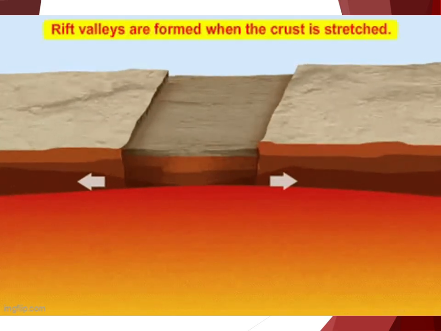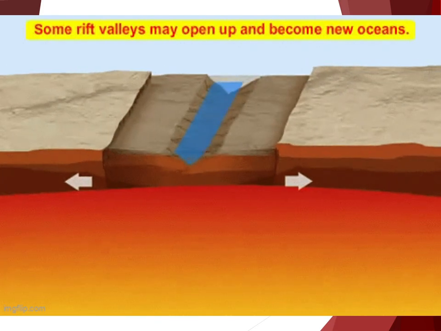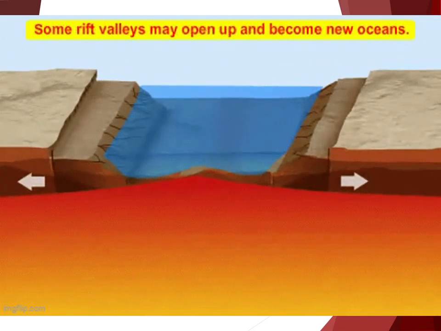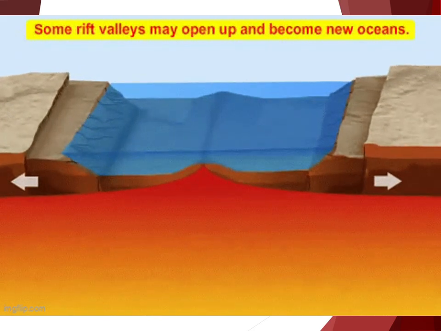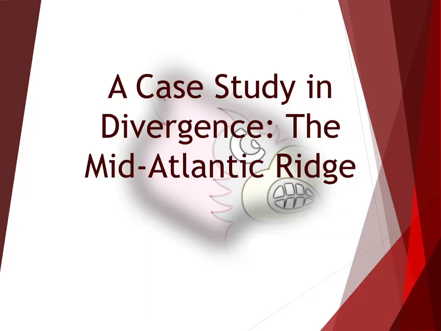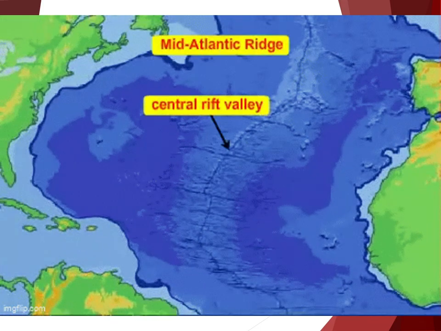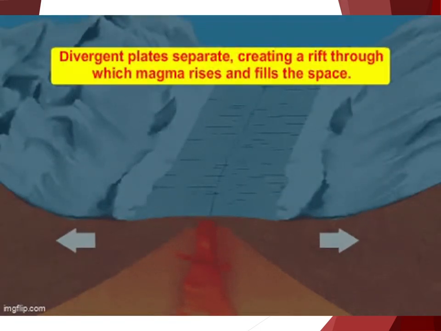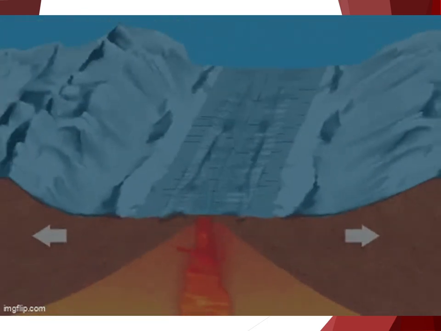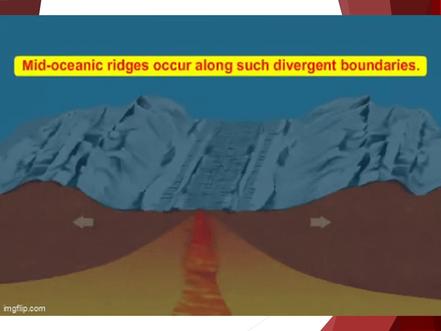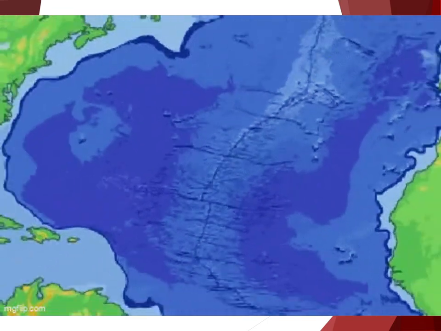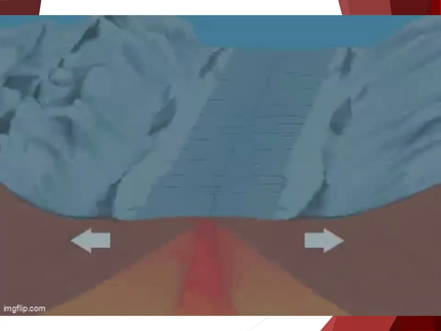As the rift opens wider, it will deepen further until the surrounding ocean floods in, creating a new gulf or sea. A case study in divergence: the Mid-Atlantic Ridge. A mid-ocean ridge system consists of a series of volcanoes and fissures that form along a spreading center at a divergent boundary.